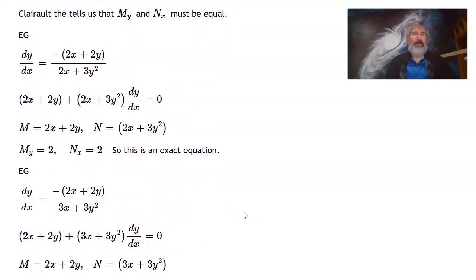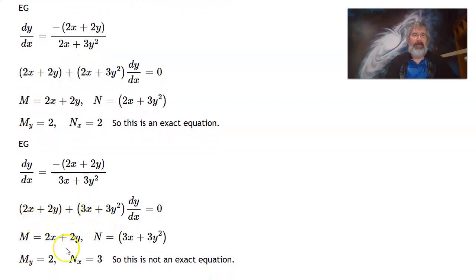So, for instance, here, very close to the same as this one, but what did I do? I changed that 2 to a 3. So what that did was M is the same as it was before, but N is now 3x plus 3y squared. And take the partial of this one with respect to y, you get that 2. Take the partial of this one with respect to x, you get that 3. 2 is not equal to 3, so this is not an exact equation, and we would not expect to be able to find the f that would be the solution. Okay. So the next thing I need to do is actually do some examples of how we solve these equations once we've decided that they are exact, and I will do that in the next video.